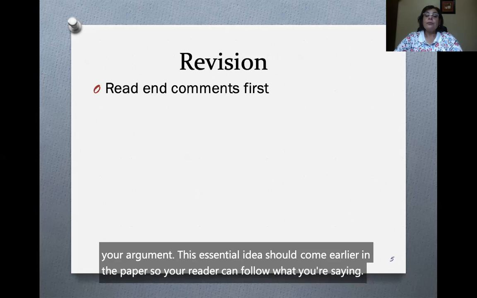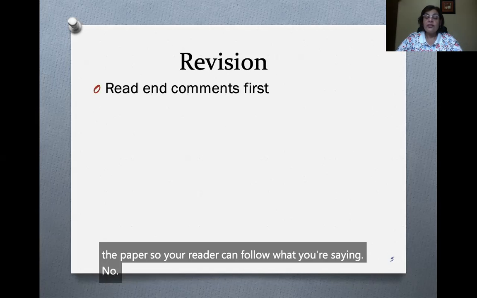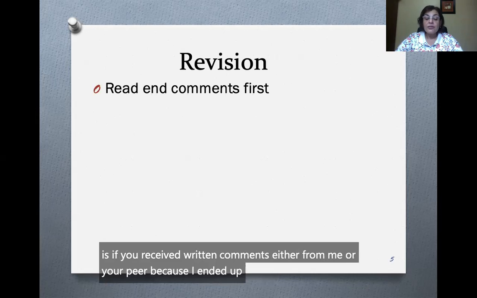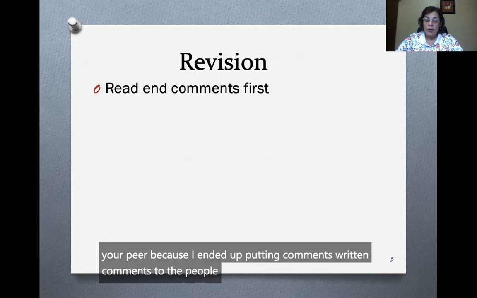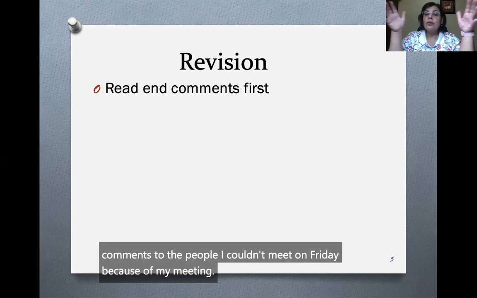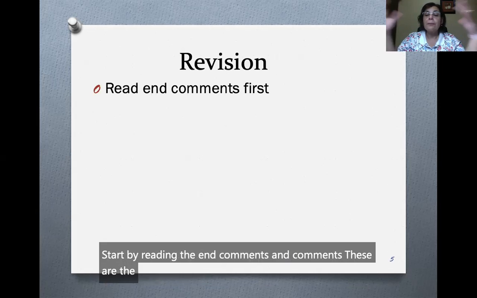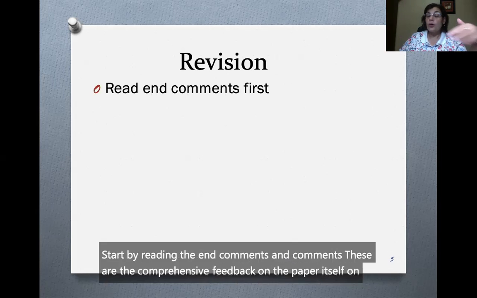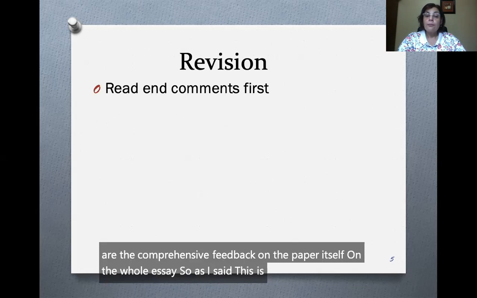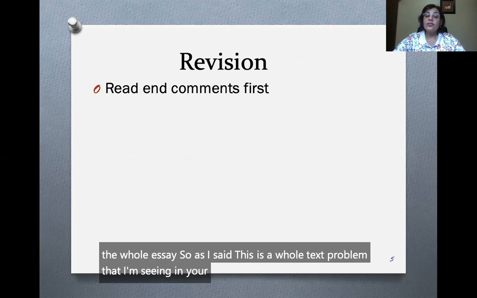Now, my suggested strategy for you is this. If you received written comments, either from me or your peer, because I ended up putting written comments for the people I couldn't meet on Friday because of my meeting, start by reading the end comments. End comments are the comprehensive feedback on the paper itself, on the whole essay. So this is the whole-text problem that I'm seeing in your essay, and these are the ones you should start by focusing on.